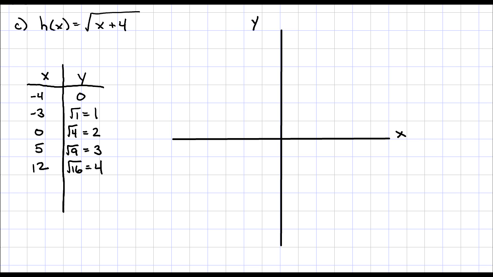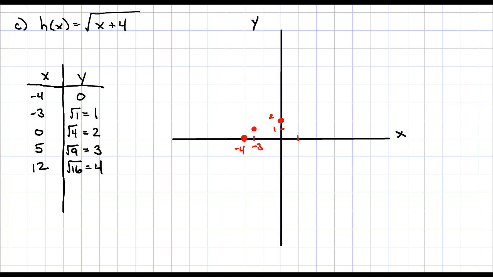And so, let's see. For my scale, I guess again I'm going to use 2 units per block. So x equals negative 4 would be out here. If I plug in negative 4, I get 0. If I plug in minus 3, I get 1. If I plug in 0, I expect to get 2. Plugging in 5, I get 3.